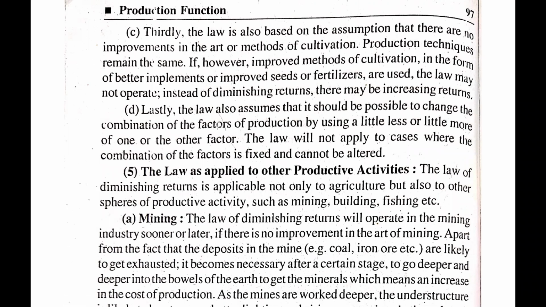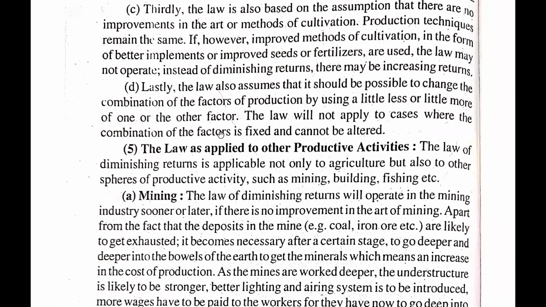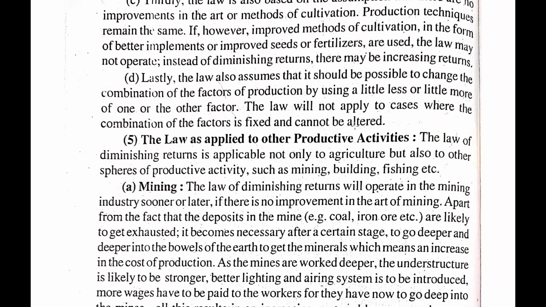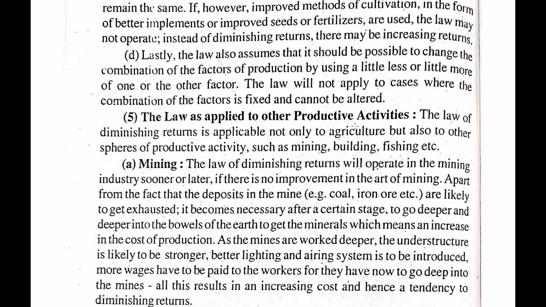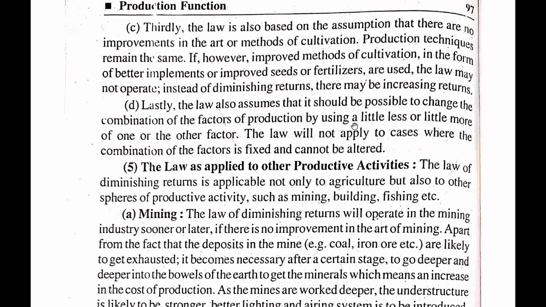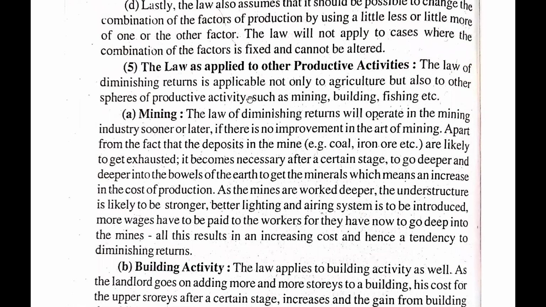Then the last assumption is that the law also assumes it should be possible to change the combination of the factors of production by using a little less or a little more of one or other factor. The law will not apply in cases where the combination of the factors is fixed and cannot be altered. So guys, it must not be fixed. This is what the assumptions of the law are all about.